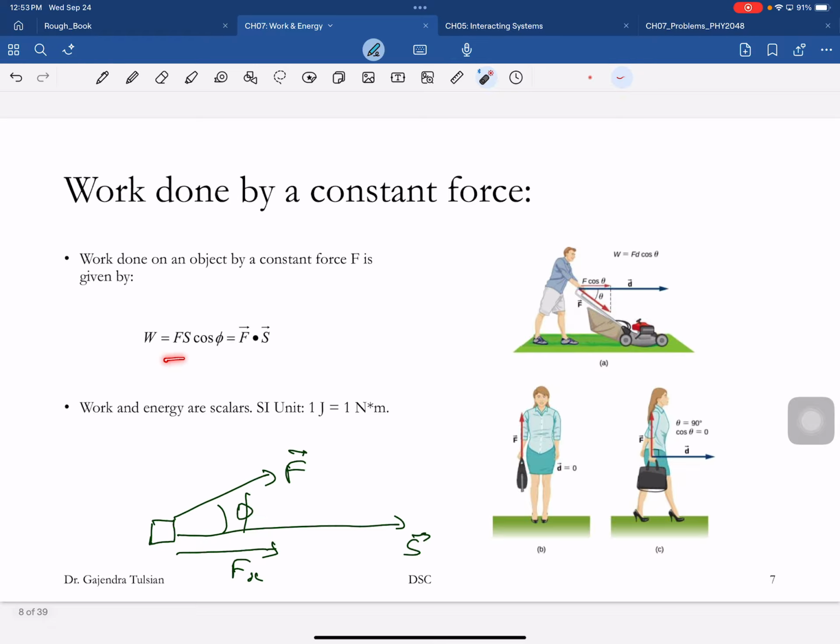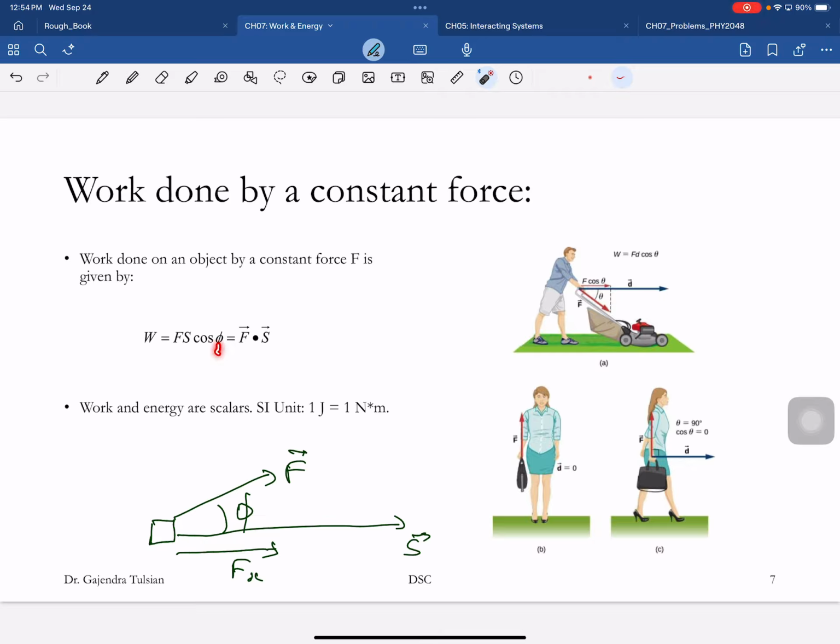Now let's look at this formula. Let's say you apply a force on an object. If S is 0, how much work is done? Nothing. So if S is 0, work done is 0. What about if phi is 90 degrees? What is cosine 90? 0. So if the force is perpendicular to the displacement, that force does no work.